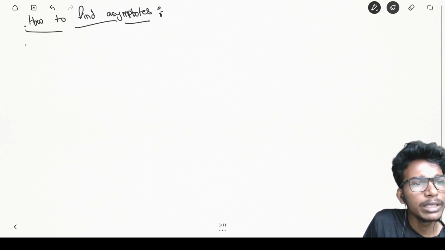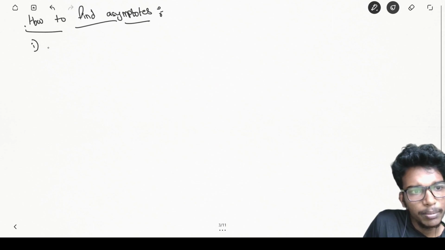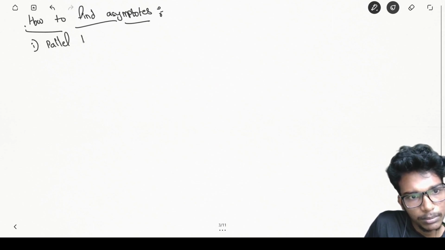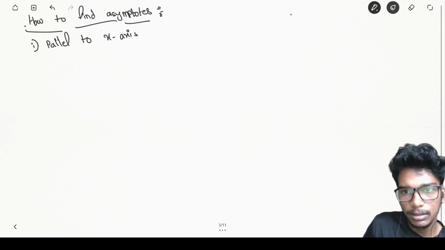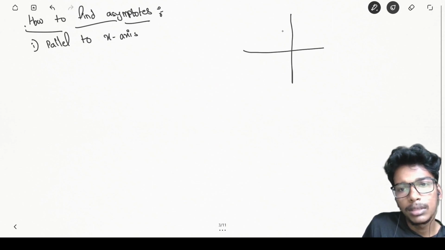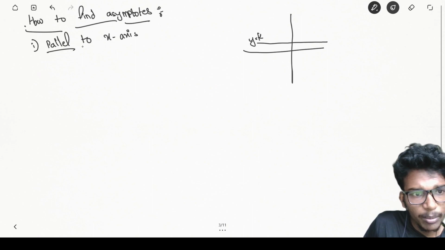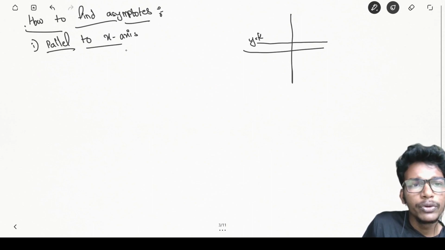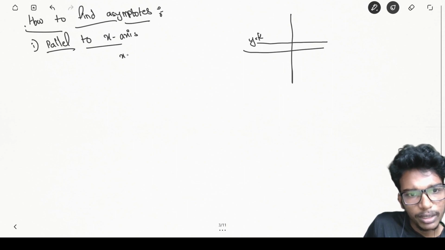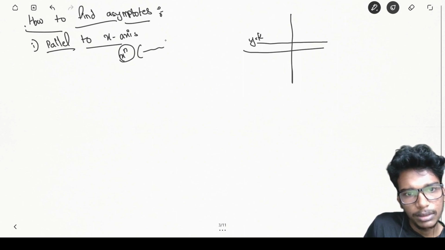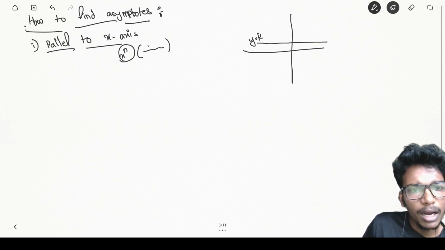Yeah, we discussed that we have three types of asymptotes. First one is parallel to x-axis. Parallel to x-axis in the sense it's a line y is equal to some constant, y is equal to k. To find this type of asymptotes, we will consider the highest power of x, its coefficients. We will equate the highest power of x coefficient to 0.